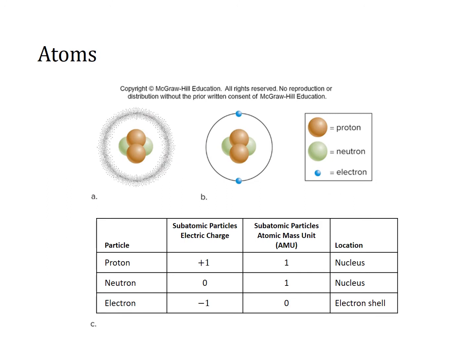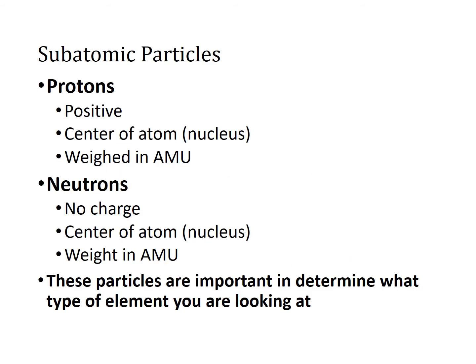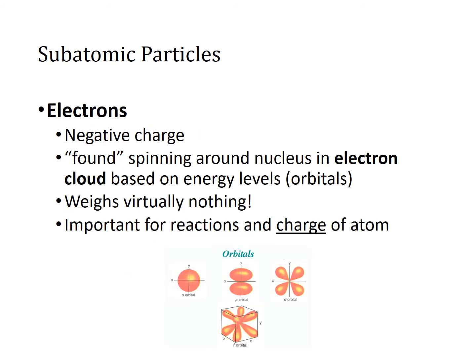This shows you an atom and what it might look like with its nucleus, where you'll find the proton and neutron, and then the electron is found in a shell surrounding the nucleus. Protons are positive, neutrons are negative, and these are very important to determine what type of element you are looking at, knowing those subatomic particles.